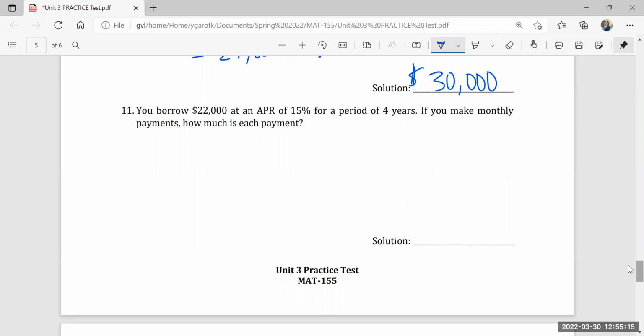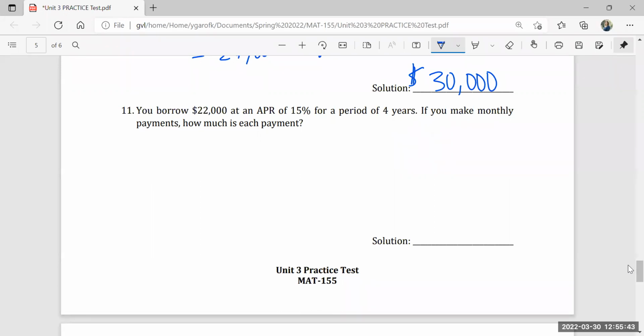Number 11 is everybody's least favorite. It's not hard. Remember, you have a formula sheet, and you just have to be very, very careful with your order of operations. Work it in pieces if you need to, however you need to do it, and remember to use your formula sheet. You're going to borrow $22,000 at an APR of 15% for 4 years. You're making monthly payments, and you want to know how much each payment is.